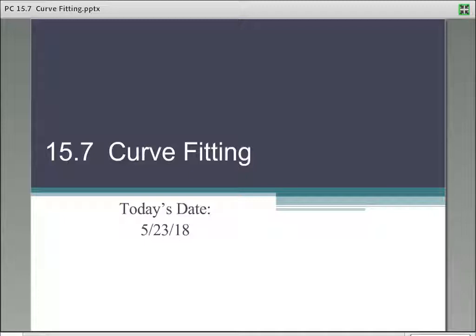All right. Hi, guys. Today we're going to do section 15.7, and it's about curve fitting. Today is the last lesson of the chapter. Whoop, whoop. Yeah. And then we'll review tomorrow and then your group quiz on Friday.